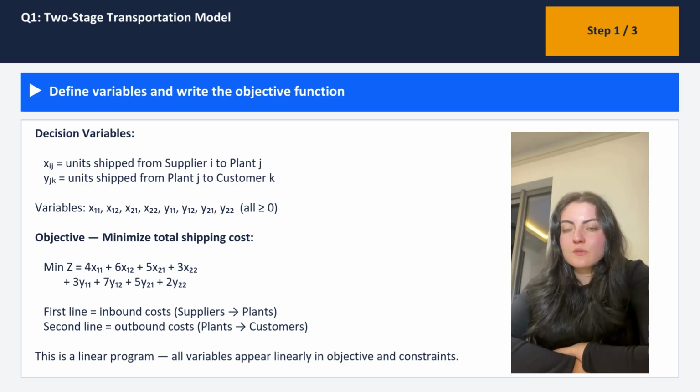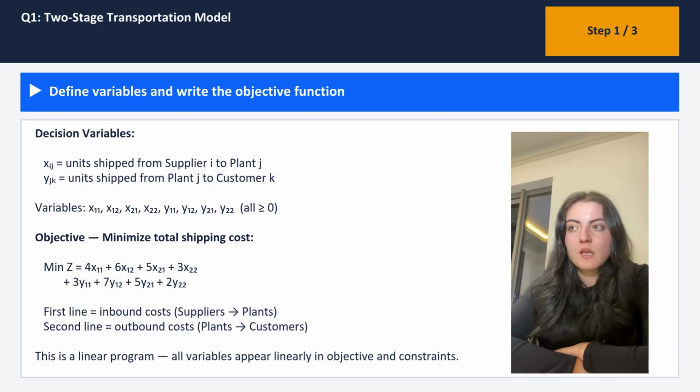The first thing we do is define the decision variables. The variable xij represents the amount shipped from supplier i to plant j. The variable yjk represents the amount shipped from plant j to customer k. So the x variables describe the first stage of the network and the y variables describe the second stage.